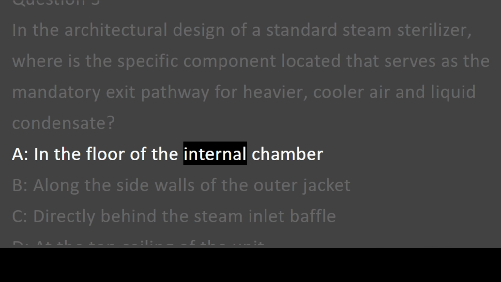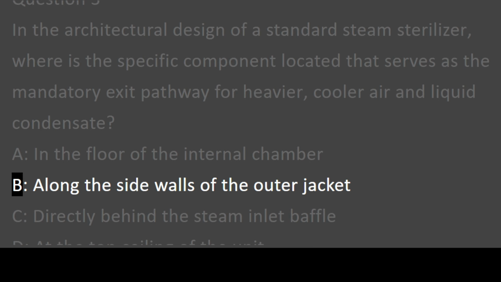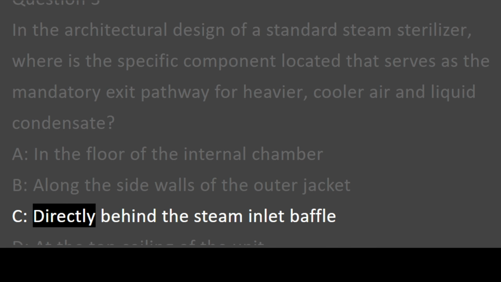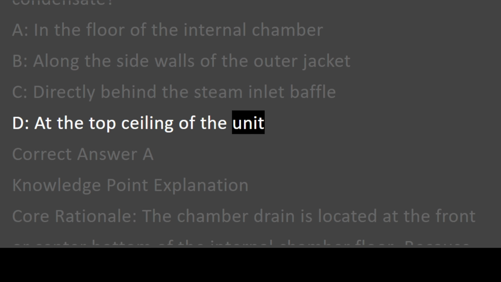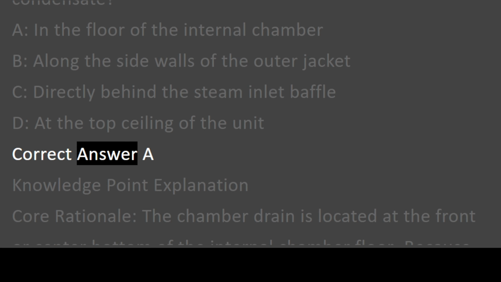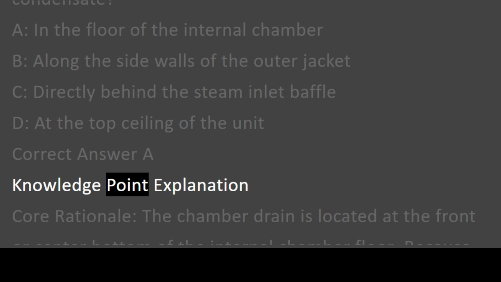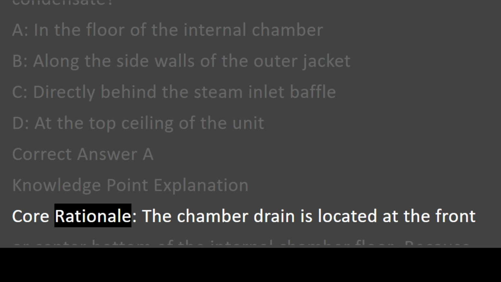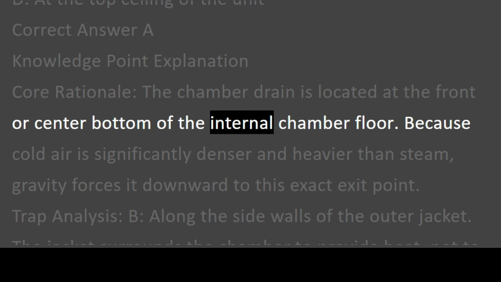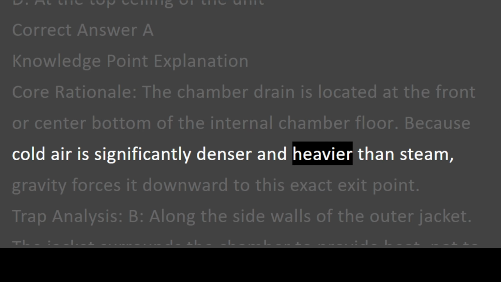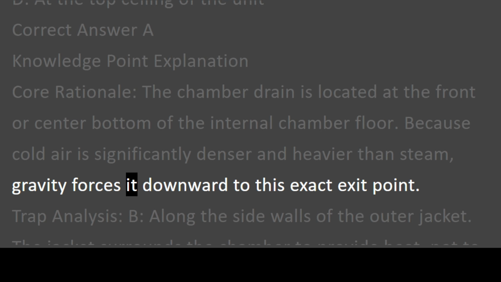A. In the floor of the internal chamber. B. Along the side walls of the outer jacket. C. Directly behind the steam inlet baffle. D. At the top ceiling of the unit. Correct answer A. Knowledge point explanation. Core rationale. The chamber drain is located at the front or center bottom of the internal chamber floor. Because cold air is significantly denser and heavier than steam, gravity forces it downward to this exact exit point.